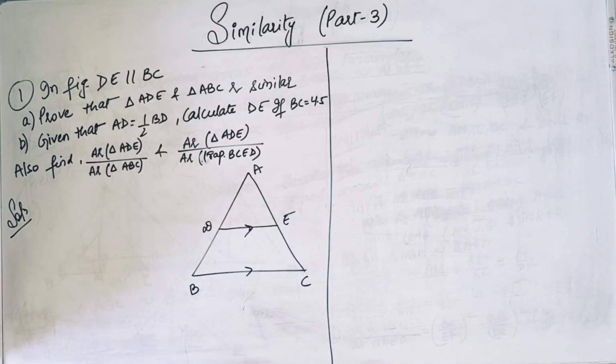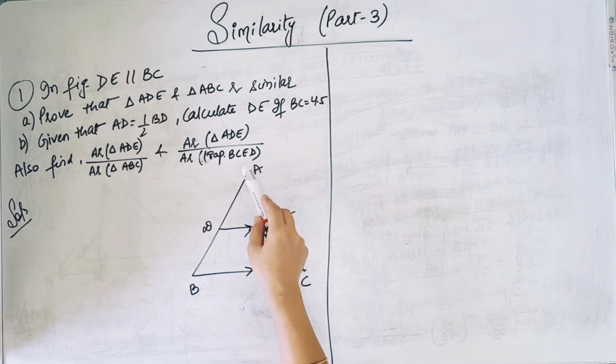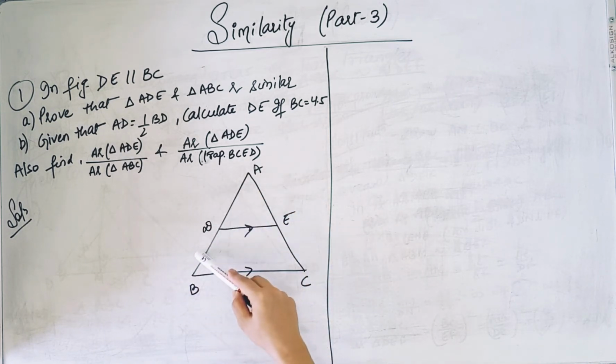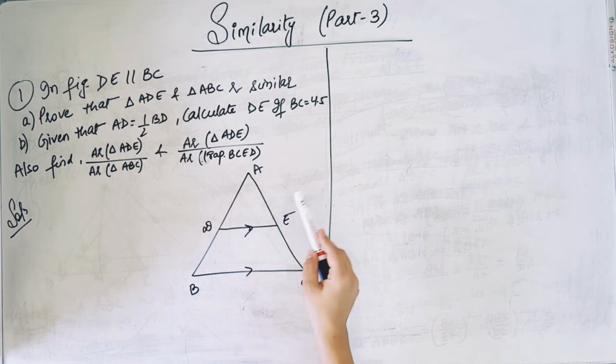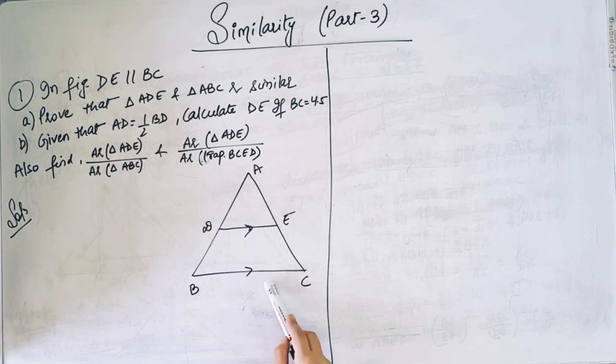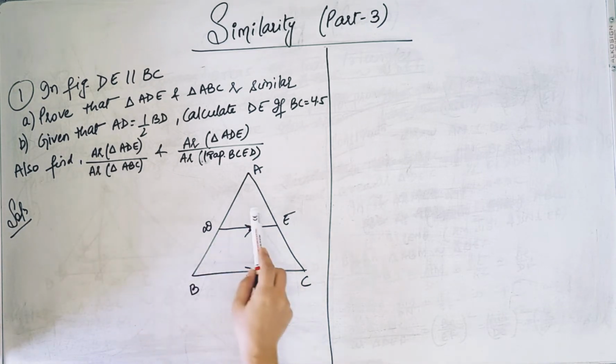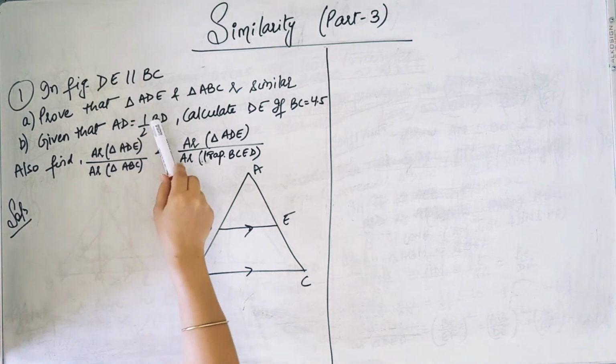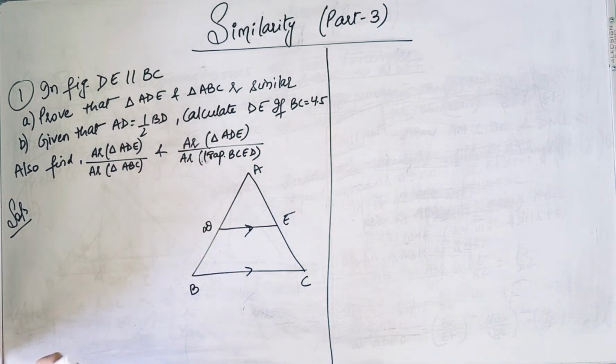So the question is, in the figure DE is parallel to BC. We have to prove ADE is similar to ABC. Second, AD is half of BD. That means AD upon BD का ratio दिया गया है 1/2. We have to calculate DE if BC is equal to 4.5. Then we have to find the area of triangle ADE upon area of triangle ABC and area of triangle ADE upon area of trapezium BCED.